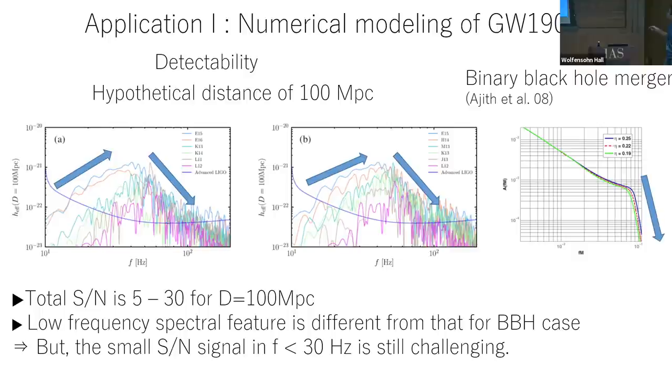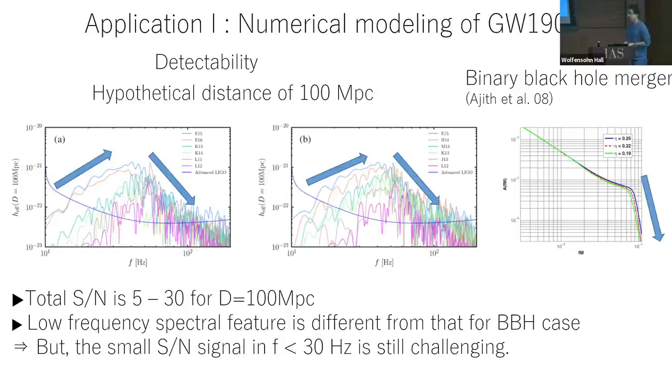Here is the power spectral density of the binary black hole merger. At a certain frequency, the amplitude quickly decreases as the frequency increases. However, the former feature, the power spectral density increasing with frequency, is completely different from the binary black hole merger, which means that the gravitational waves below 30 hertz contain the information to distinguish our scenario from the binary black hole scenario.